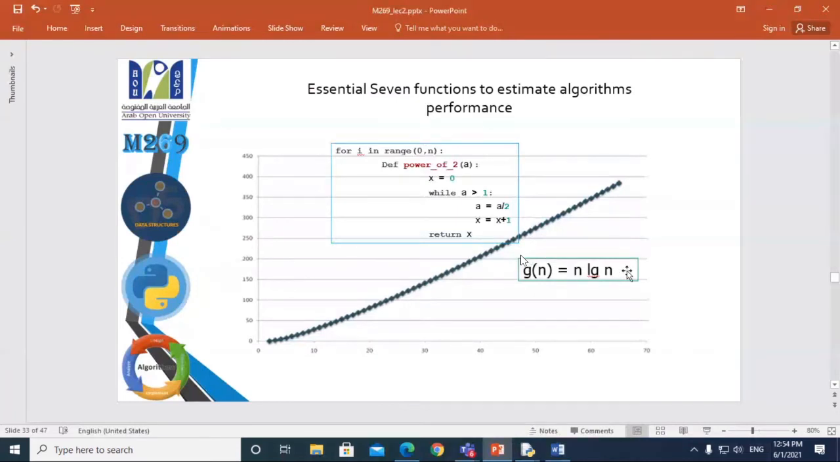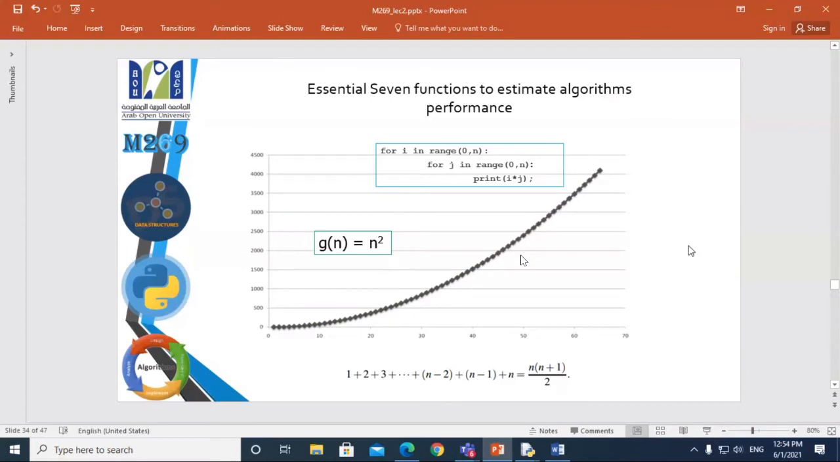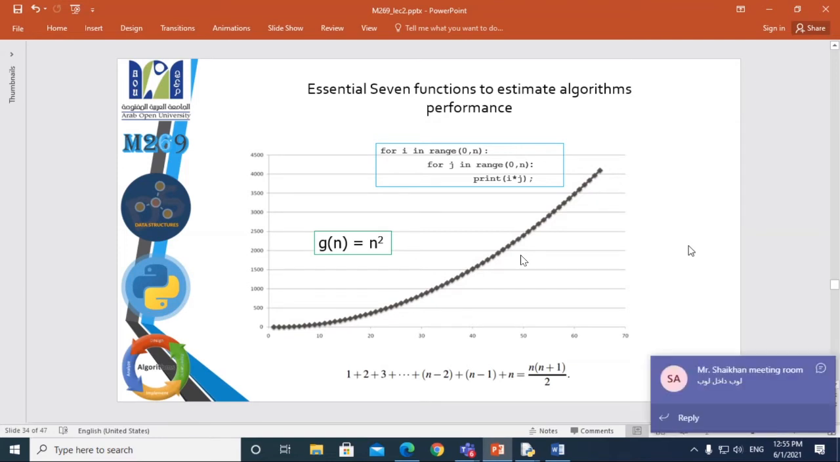لكن n log n, هذه n log n. Look at this one. يلا ابغاكم انتم تشرحوا لي اياها مش انا اشرح لكم. You explain it to me. Why is it n loop?